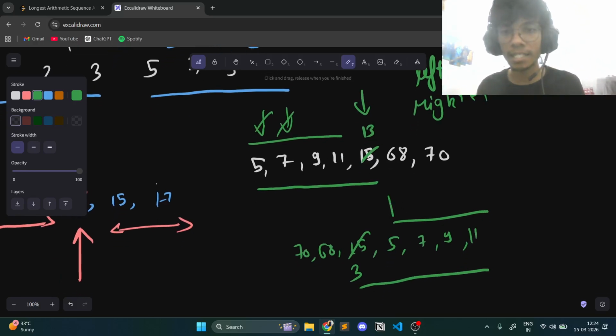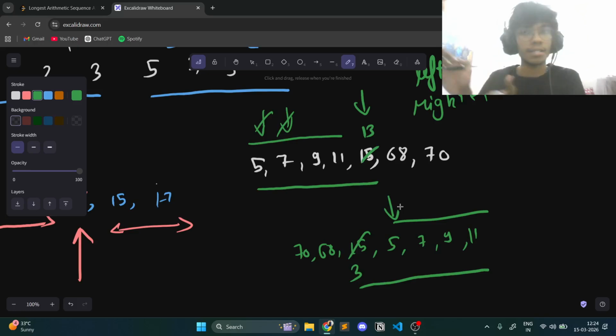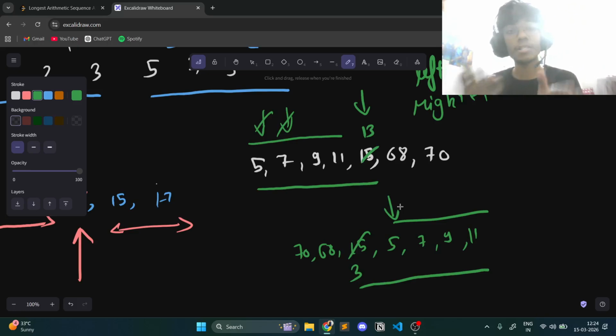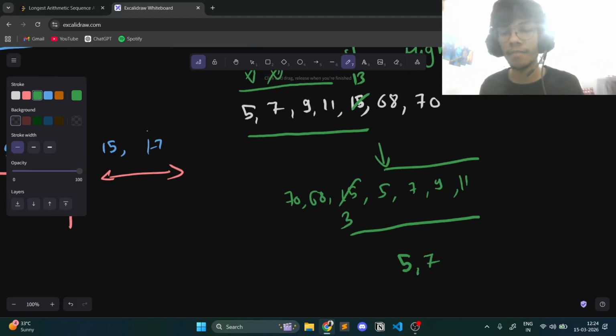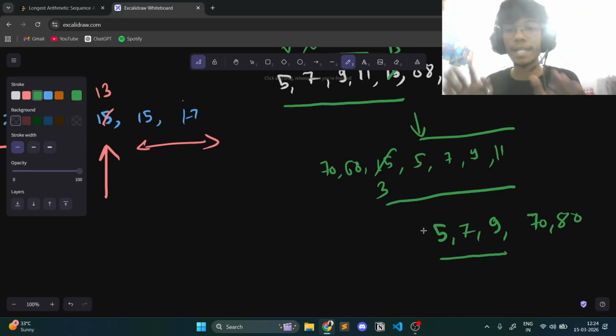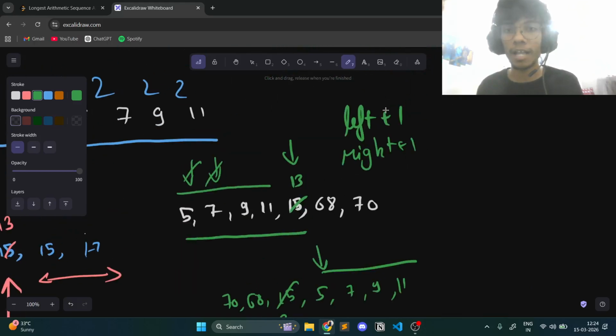Whatever the length was for this particular suffix array, for the right valid suffix array also. So it needs to be valid. Like if it was 5, 7, 9, and let's say 70, 80, something like this, so only this thing is valid now, right? So now I can take 3 plus 1 if I'm talking about suffix. So I can take left plus 1, and I can take right plus 1. These I can always do.